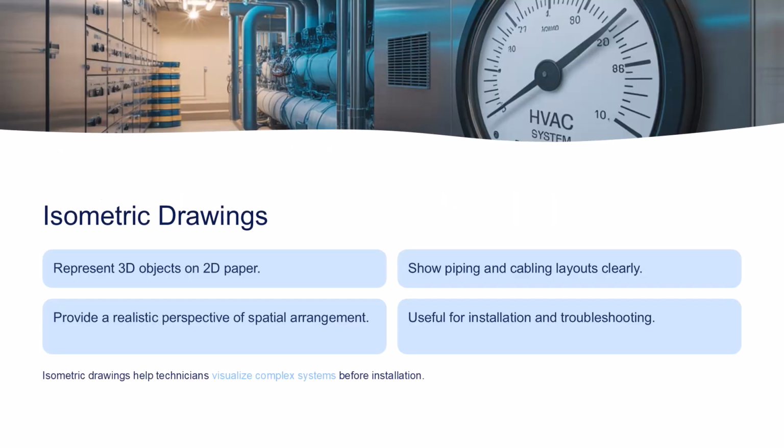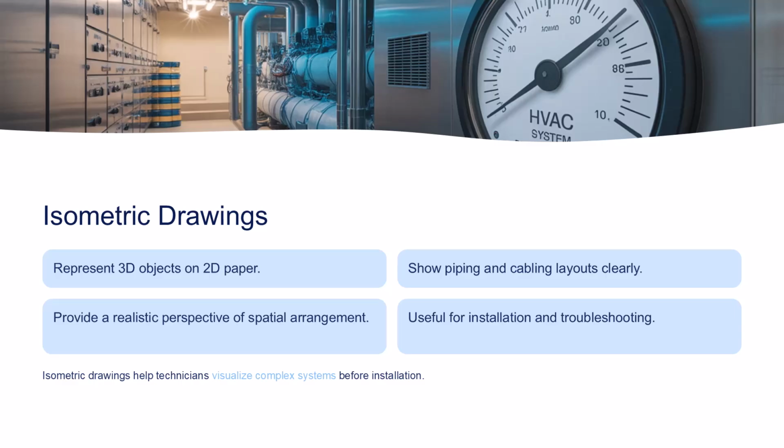Isometric drawings. Let us now turn to isometric drawings. These are three-dimensional representations shown on two-dimensional paper. Picture a piping system in a boiler room, drawn in a way that shows depth, angles, and connections. That is the power of isometric views.